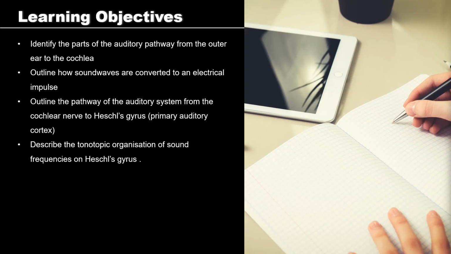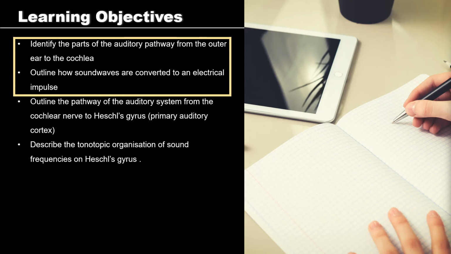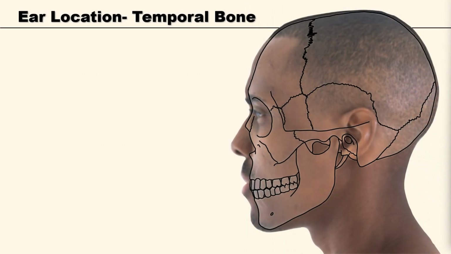First, let's focus on the components of the auditory pathway. Here we have a profile or lateral perspective of the head and face. On this image we can see the projection of the skull with the individual bones outlined. The bone we are interested in is the temporal bone. In the temporal bone we can see the opening of the ear or the external acoustic meatus.